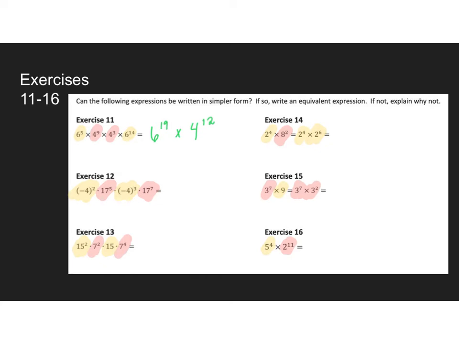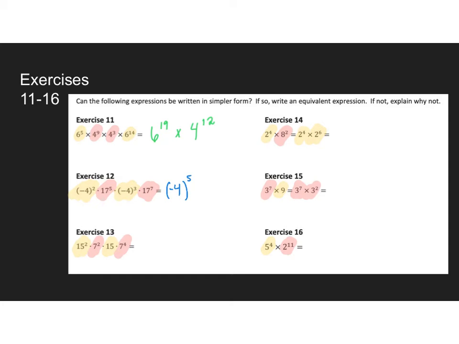All right, let's go through and start checking these. You'll see that I did some highlighting here to kind of separate my bases that were the same from my bases that were different. For exercise 12, I have a -4 in yellow being raised to the second power and a -4 being raised to the third power. I can combine those and write them with one base only. This is the same as saying -4, keep your parentheses, to the fifth power.